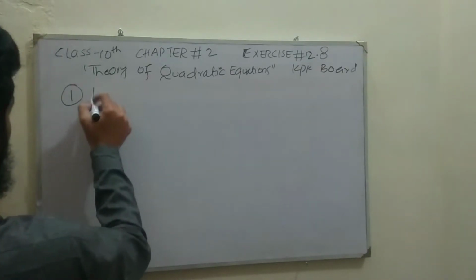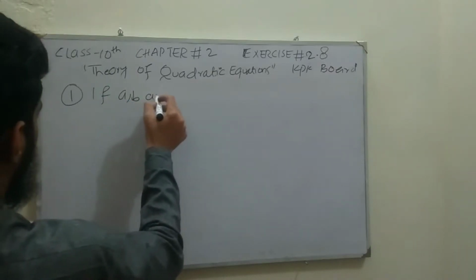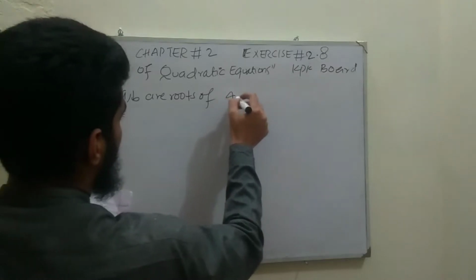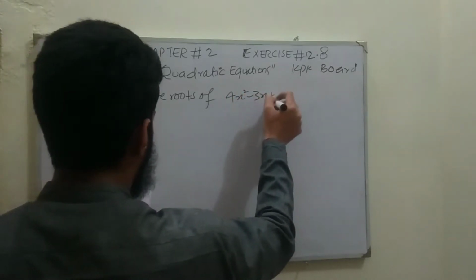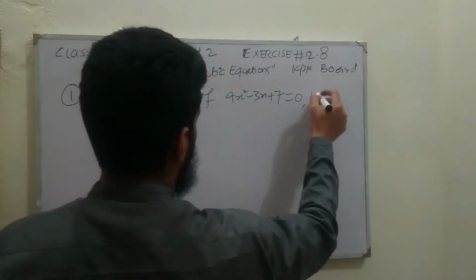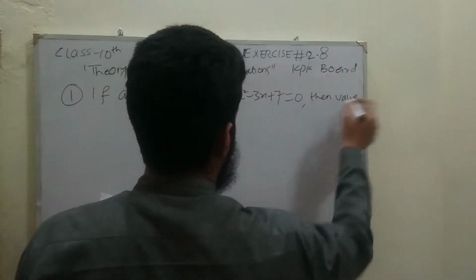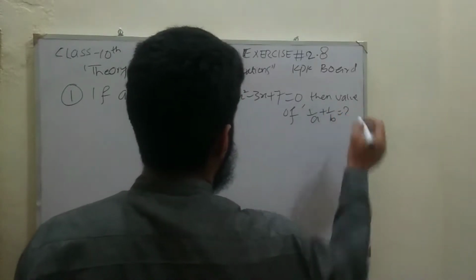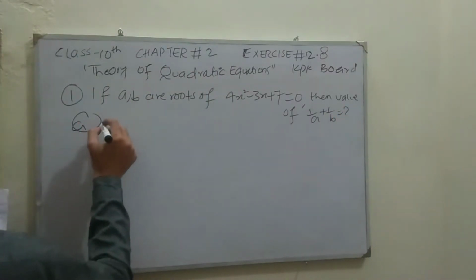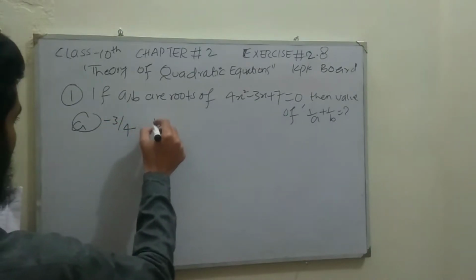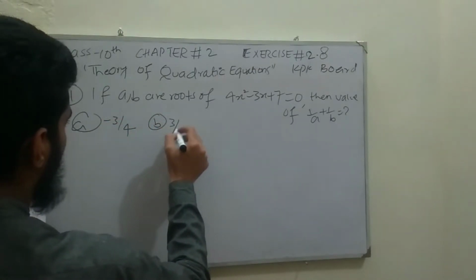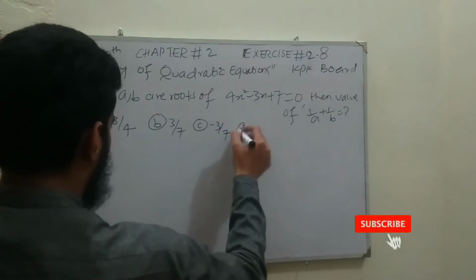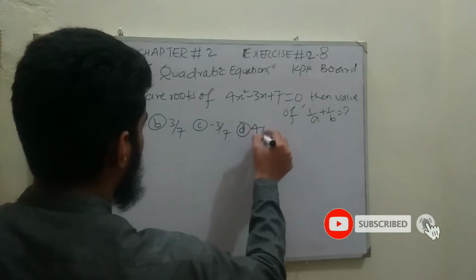If a and b are roots of a quadratic equation which is 4x square minus 3x plus 7 is equal to 0, then the value of 1 over a plus 1 over b will be. Option A is minus 3 divided by 4. Option B is 3 divided by 7. Option C is minus 3 divided by 7, and the last option, option D, is 4 divided by 7.